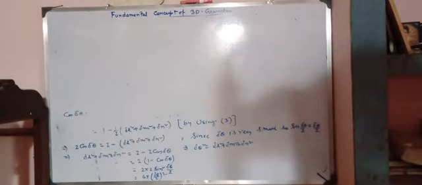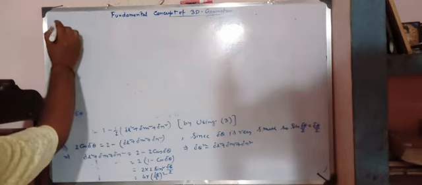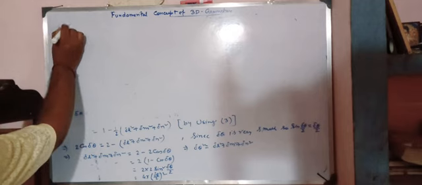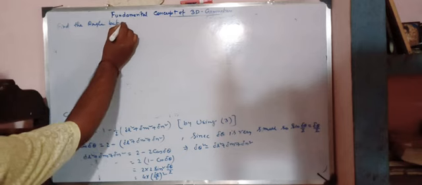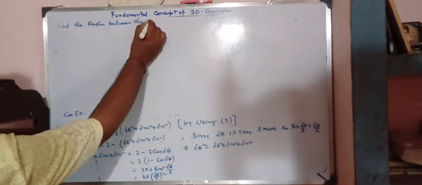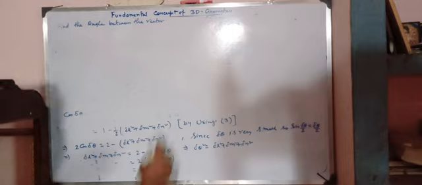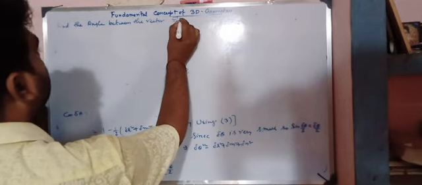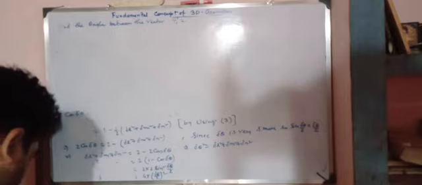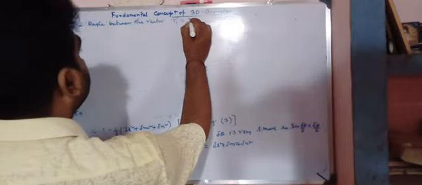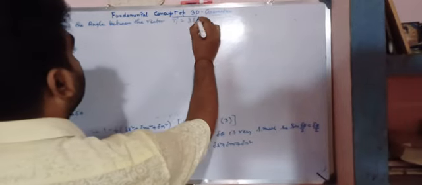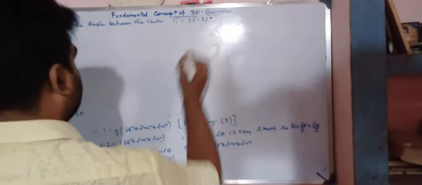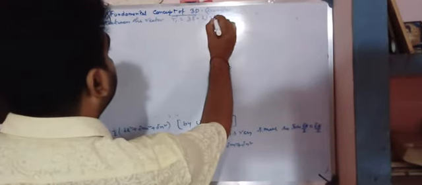Here we have to find the angle between the vectors R1 and R2. The R1 vector is given here: 3 i cap minus 2 j cap plus k cap.